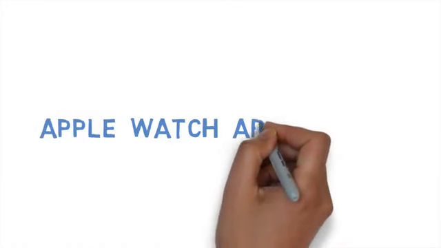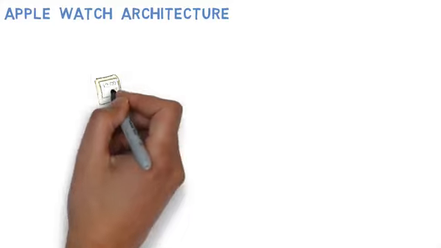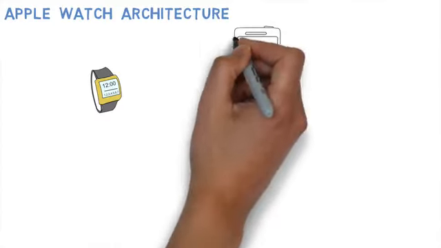Hi, in this lecture we are going to learn about the Apple Watch architecture. This is the key part that explains how the watch works in harmony with an iPhone. The first thing you need to understand is that Apple Watch doesn't support any standalone applications. Every Apple Watch will be an extension of its parent app on the iPhone.